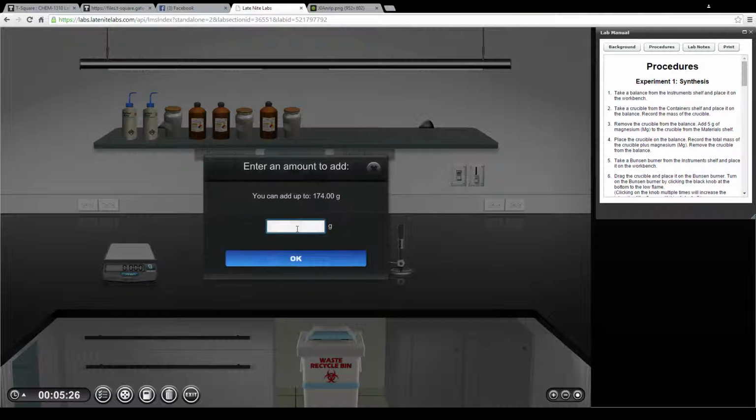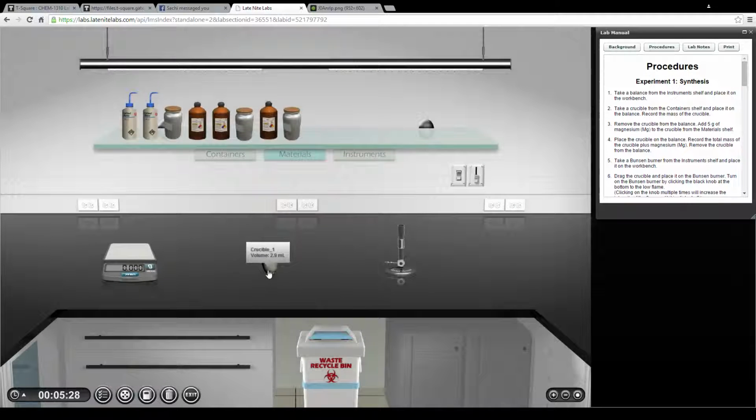We're going to add 5 grams of magnesium to the crucible. Now we're going to measure the crucible again, and obviously it's going to weigh 93 grams because 88 plus 5 is 93. And now we don't need to use the mass scale for a while, so just push it off to the side.